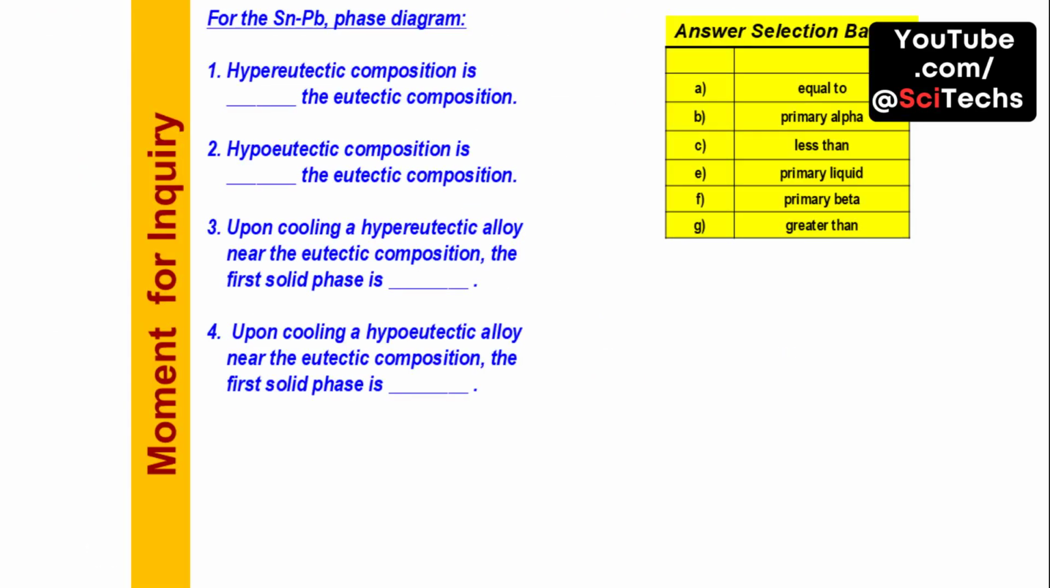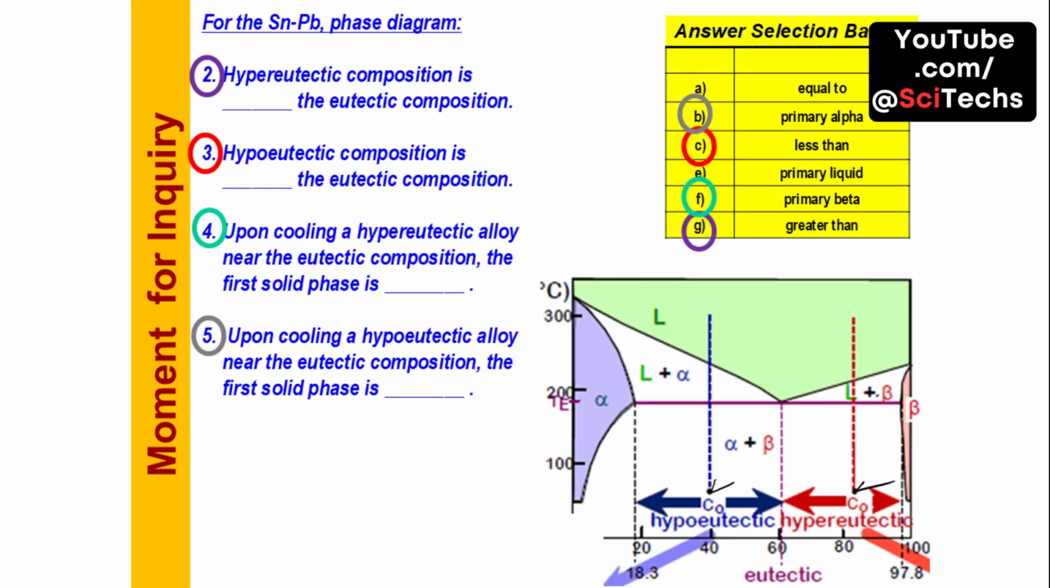For the Sn-Pb phase diagram, identify the eutectic composition in the first solid phase upon cooling a hypereutectic alloy near the eutectic composition. Use the answer selection bank to respond. Analyzing the Sn-Pb phase diagram, we identify the eutectic composition in the first solid phase upon cooling a hypereutectic alloy. This understanding is crucial for predicting the alloy's behavior during solidification.